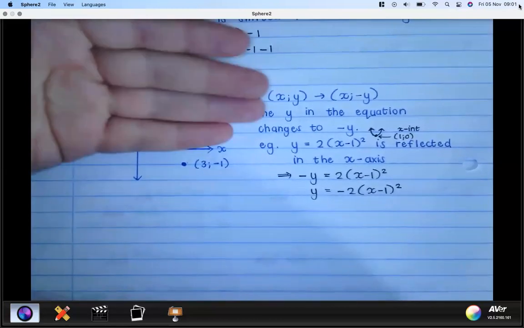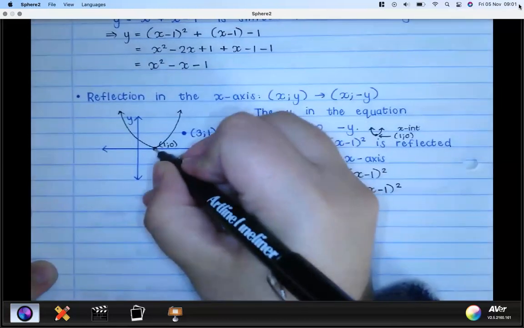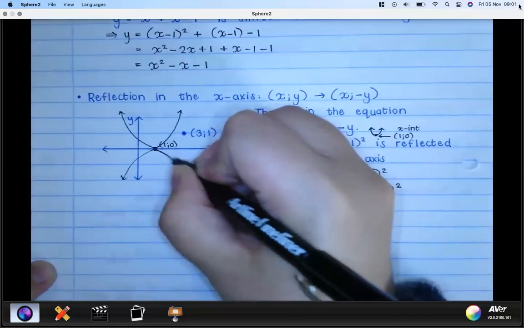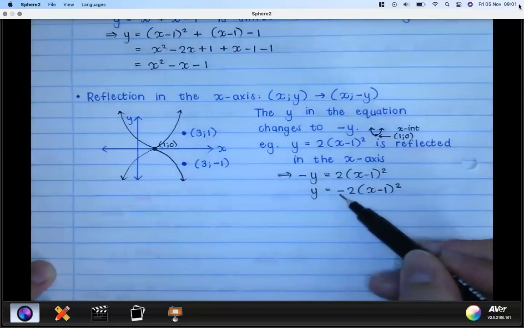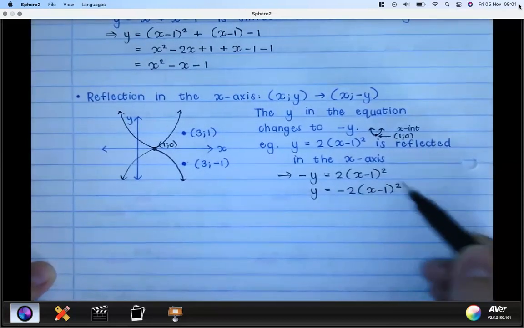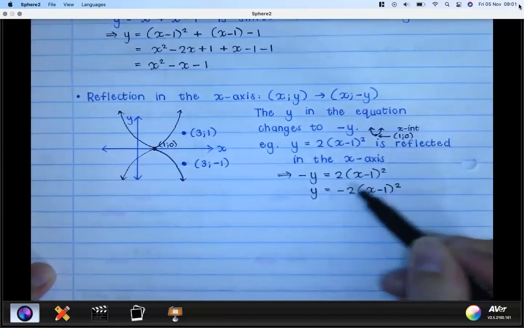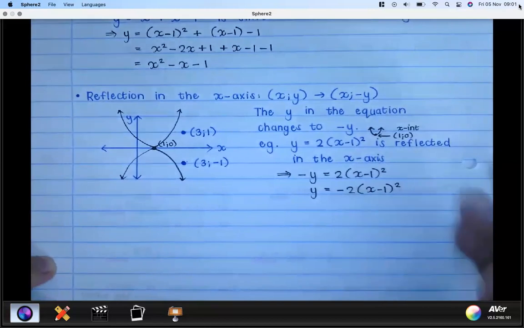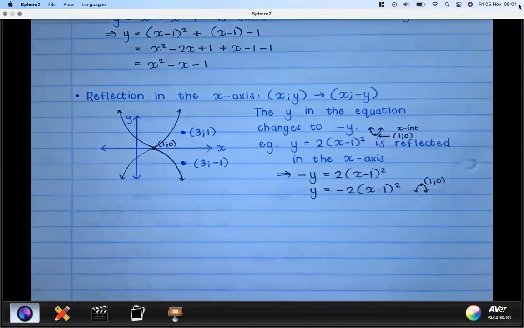But now if you take this parabola and you flip it over the x-axis, you're still going to have that point, but it is just going to be a downwards facing parabola, which is what we have here. You have the same values, the same turning point. Do you see that? You still have the turning point of 1, 0, but now your a value is negative. So now it is a downwards facing parabola with the same turning point. Okay, so that is how we do reflection in the x-axis.